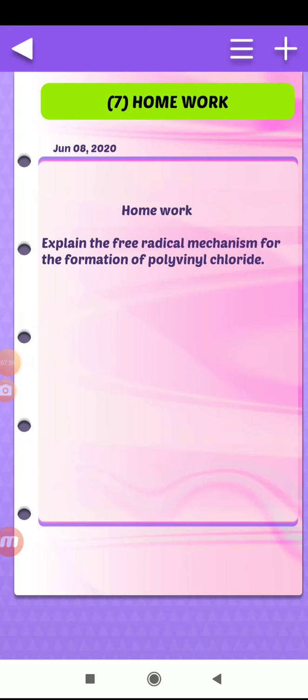Now homework for you. Explain the free radical mechanism for the formation of polyvinyl chloride. Today we have discussed the mechanism for the ethene molecule, the formation of polyethene. You need to write the mechanism for polyvinyl chloride.